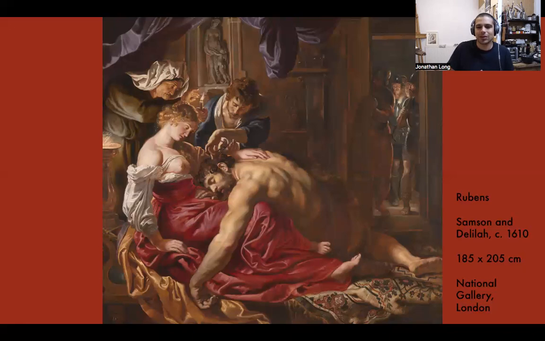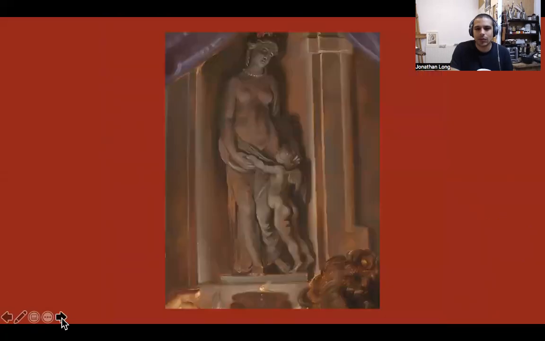And what on earth is it doing there? There must be some reason why, or something in the narrative, and I think I've discovered what it might be. Okay, so if we take a little closer look at the Venus and Cupid, if you don't mind, look at that. Quite nicely done for a background.